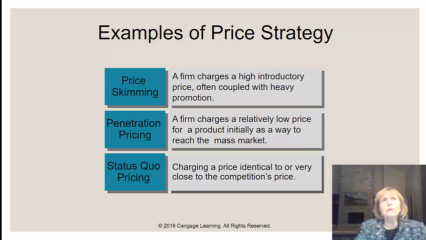The last one I have up here is really fairly common among small business folks. They don't really know where to set price, so they just go out and look at a competitor.